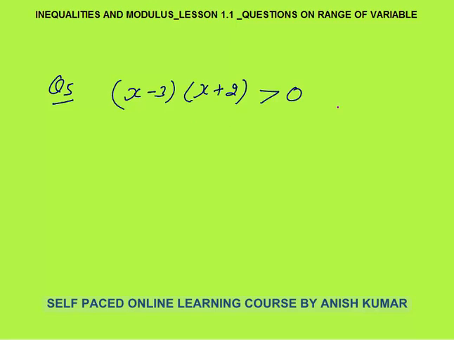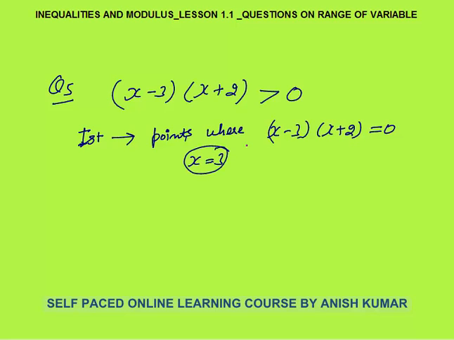In all these questions, first we have to calculate the points where (x minus 3) into (x plus 2) equals 0 is true. We have to find the points. Can I say at x equals 3, this expression will be 0, and at x equals minus 2, it will also be 0? So in all such questions, first we find the points where (x minus 3) into (x plus 2) equals 0. Then we check for greater than 0.